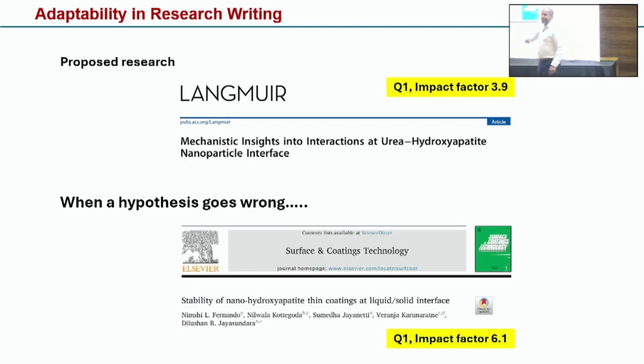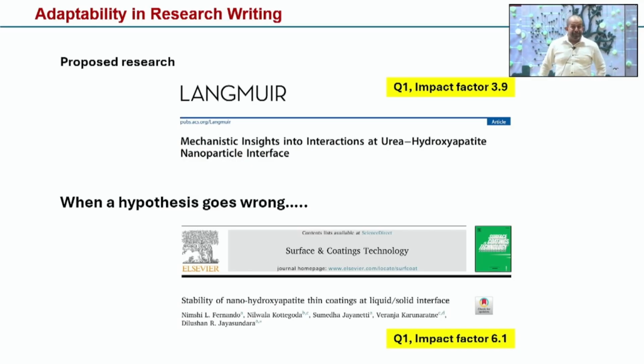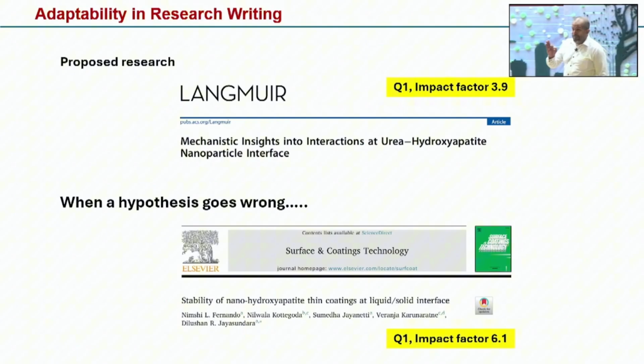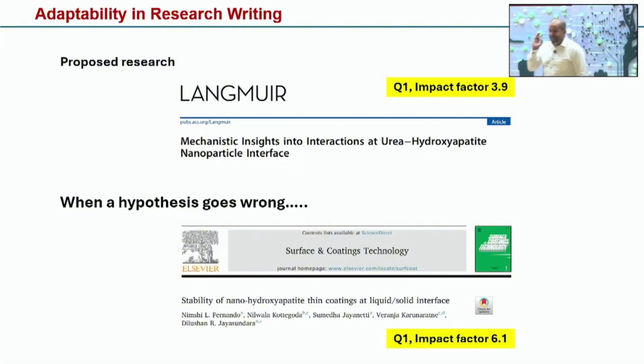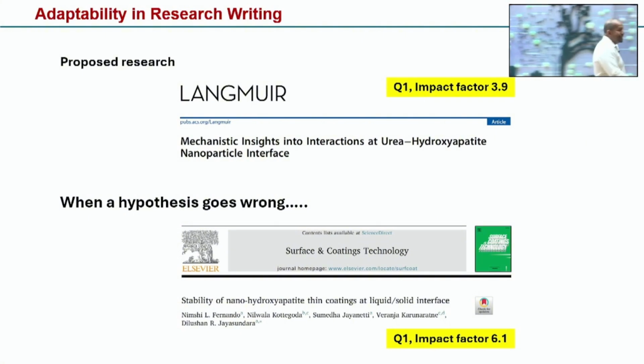Surface Science and Coating, Q1 journal, impact factor 6.5, more than the 3.9 we had figured out. So our hypothesis didn't work, but that's fine. We went for a higher journal, 6.1. Sometimes, just because your hypothesis is wrong, it doesn't matter. That's why I said at the very beginning, you have to make sure your data is right, your experiments are done right. Then when your hypothesis is wrong, there is new science in there which nobody has looked at. That was the reason for the 6.1. So always be on the lookout for where the hypothesis doesn't work.